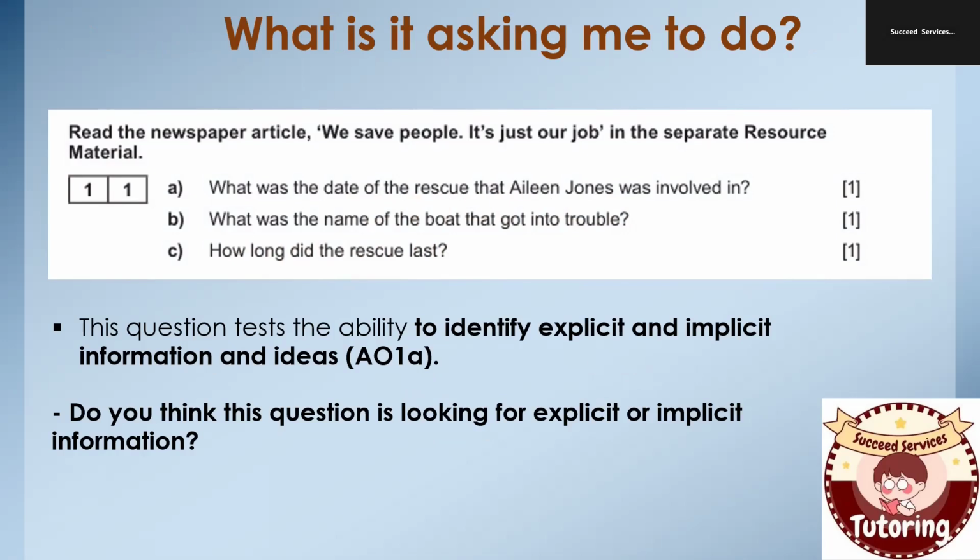So which one do you think this question is asking us for? Drum roll, please. It is explicit information. That is information which is quite obvious to us. Implicit is more kind of reading between the lines or information which has kind of hidden meaning.